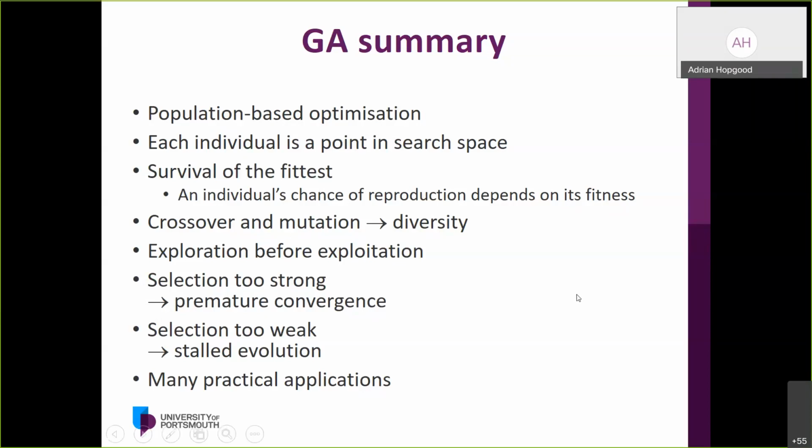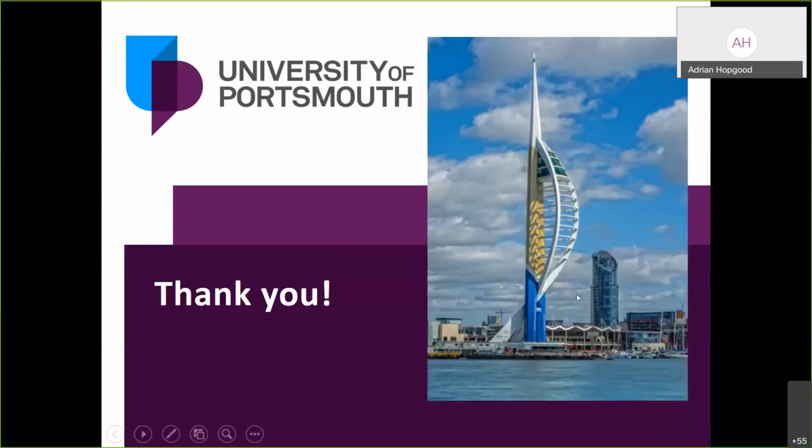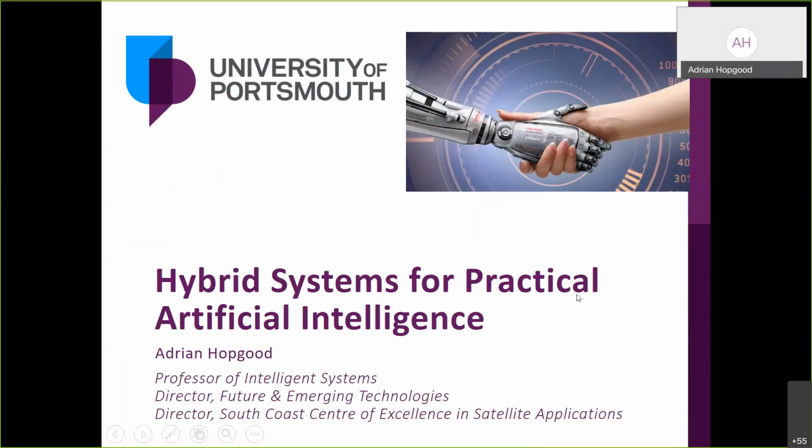The things that can go wrong are if the selection is too strong, you prematurely converge on a local optimum. Conversely, if the selection is too weak, evolution stalls and you don't get close to that optimal position. And there are very many practical applications, of which I hope I have shown you a few. So, thank you. That was the coverage of genetic algorithms. The final section is going to be on hybrid systems, bringing this all together for real-world practical genetic algorithms.